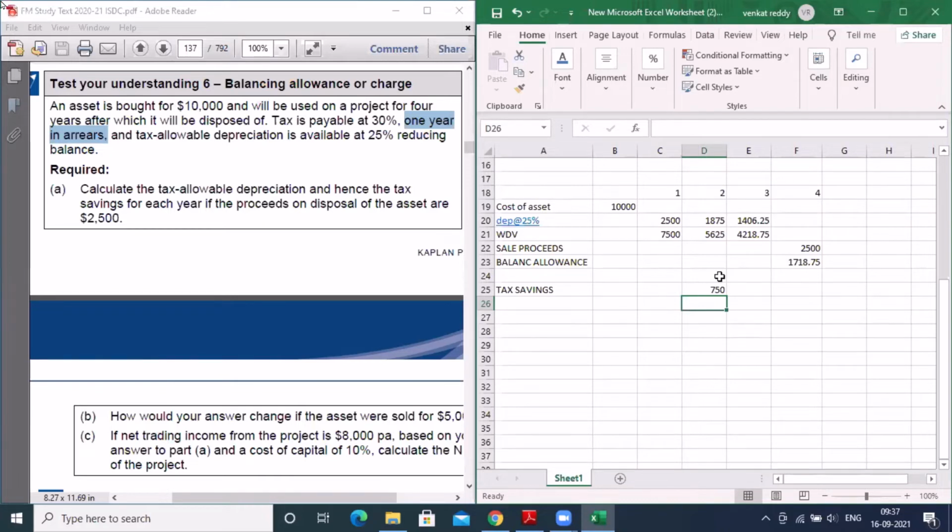What will be the tax saving in the next year? 562.5 or 563. Very good. So for the next year, what should I do? I need to calculate the depreciation of the second year. So the depreciation of the second year is 1875 into 30%.